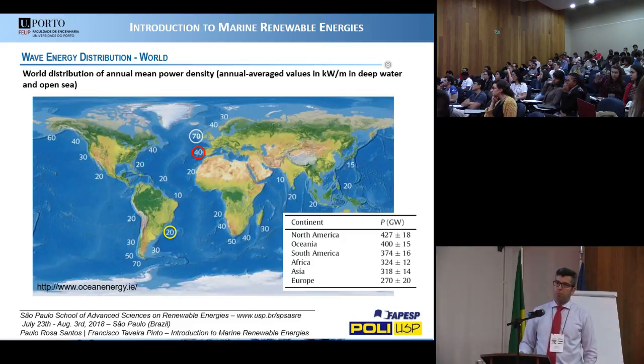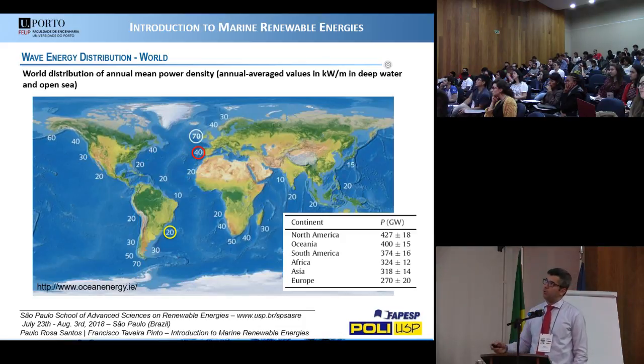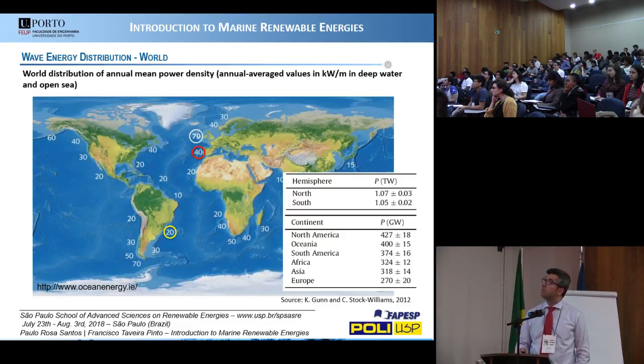Some values per continent, so the figure for North America, Australia, South America, Africa, Asia, and Europe. So the potential available, if we combine all the resource around the borders of the different continents. And here the figures for the North Hemisphere and for the South Hemisphere. So it's a huge amount of energy.